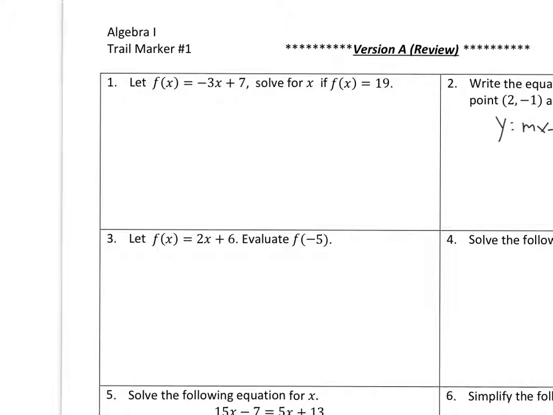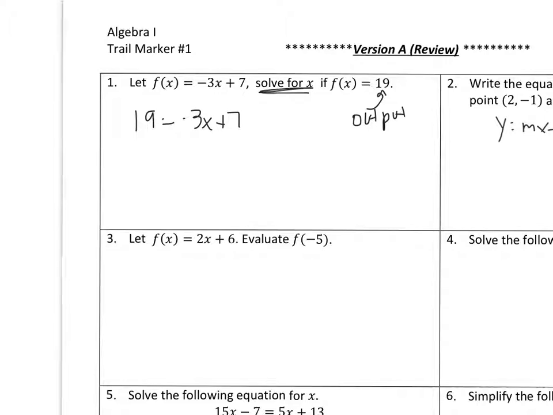Here's the first question. Let f of x equal negative 3x plus 7. Solve for x if f of x equals 19. So because this is outside of the parentheses, it is an output. And this tells you exactly what to do. Solve for x. The only way you can solve for x is if you have an equation. So what we need to do is set 19, which is that output, equal to the function f of x, which is negative 3x plus 7. And then you can solve for x, which just tells you in the directions.